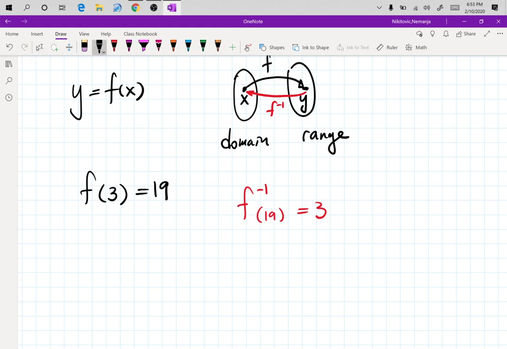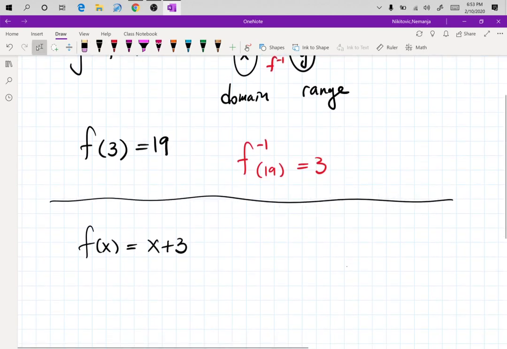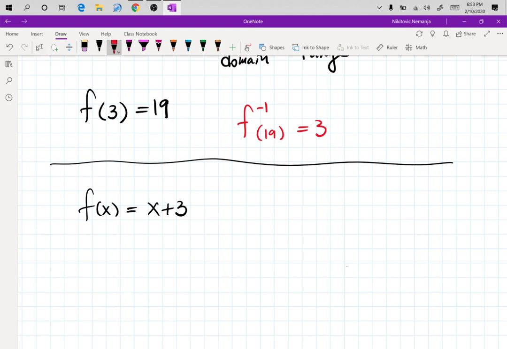So now, if I say that f of x is x plus 3, what would be the inverse function f inverse? What do you think? To undo a calculation that is done with the problem above. x minus 3, yes.